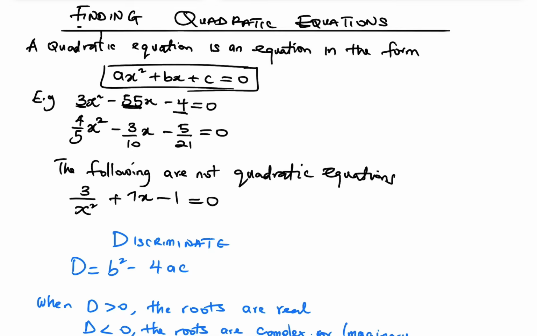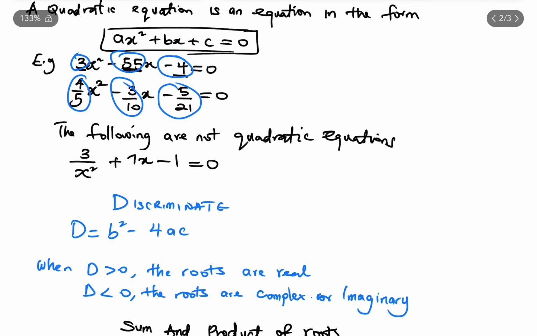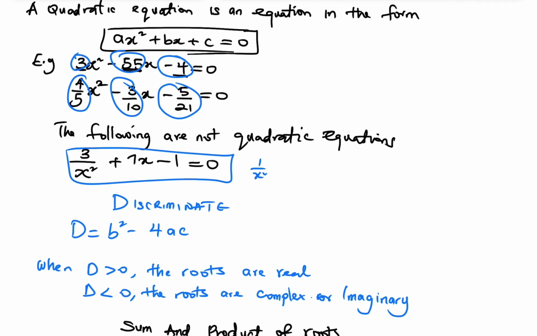You can see question 2, 4 over 5 x squared minus 3 over 10 x minus 5 over 21. So in this case, this is a, this is b, and this is c, just like this is a, b, and c. So these are not quadratic equations. In this case, it is not a quadratic equation because your x squared is inverse, 1 over x squared. So when you see something like this, that's not a quadratic equation.